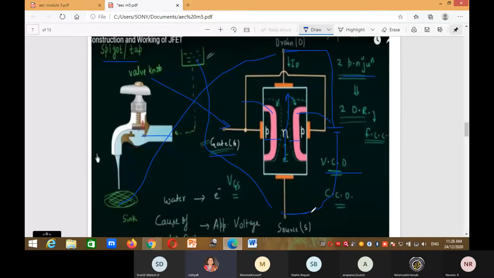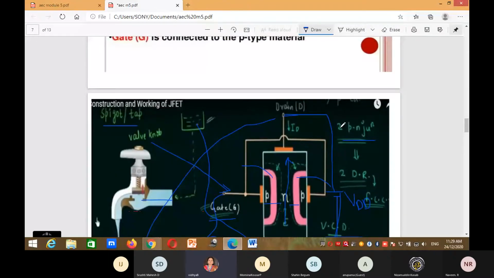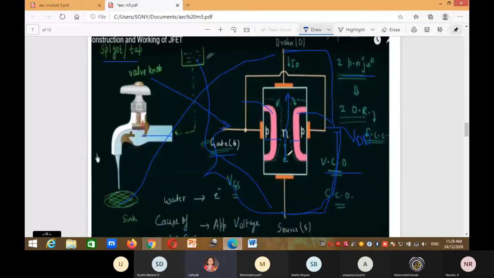Here the source is connected to negative and the drain is connected to positive. The voltage applied between drain and source is taken as VDD, and VGS is 0 here, that is, the voltage between gate and source is 0. When you apply the voltage, slowly the electrons start flowing up, in this direction. What about ID, the drain current? This will be opposite to this.